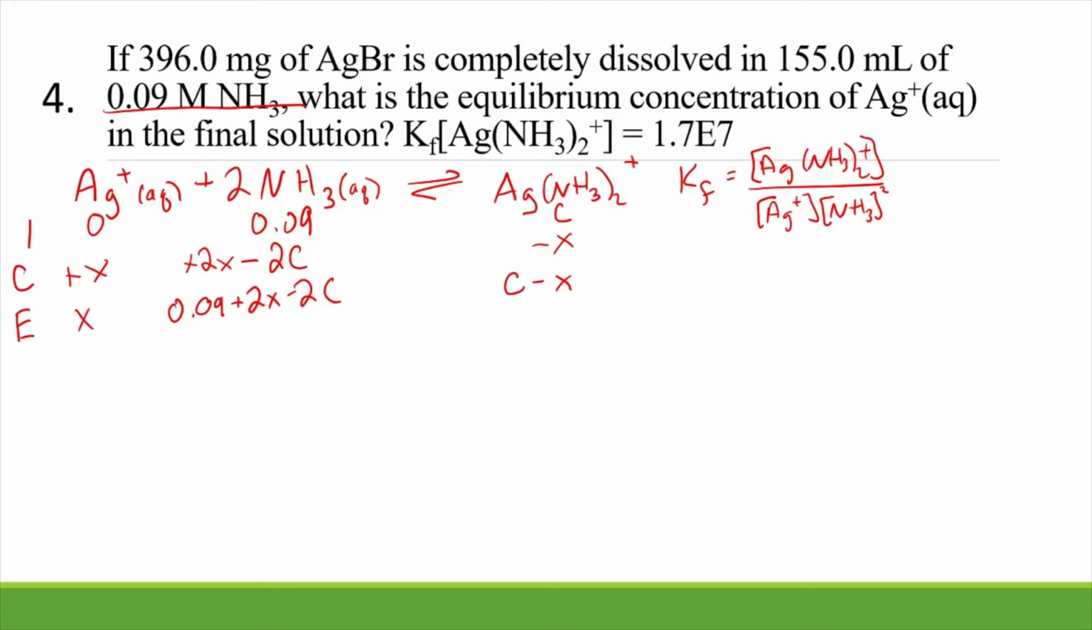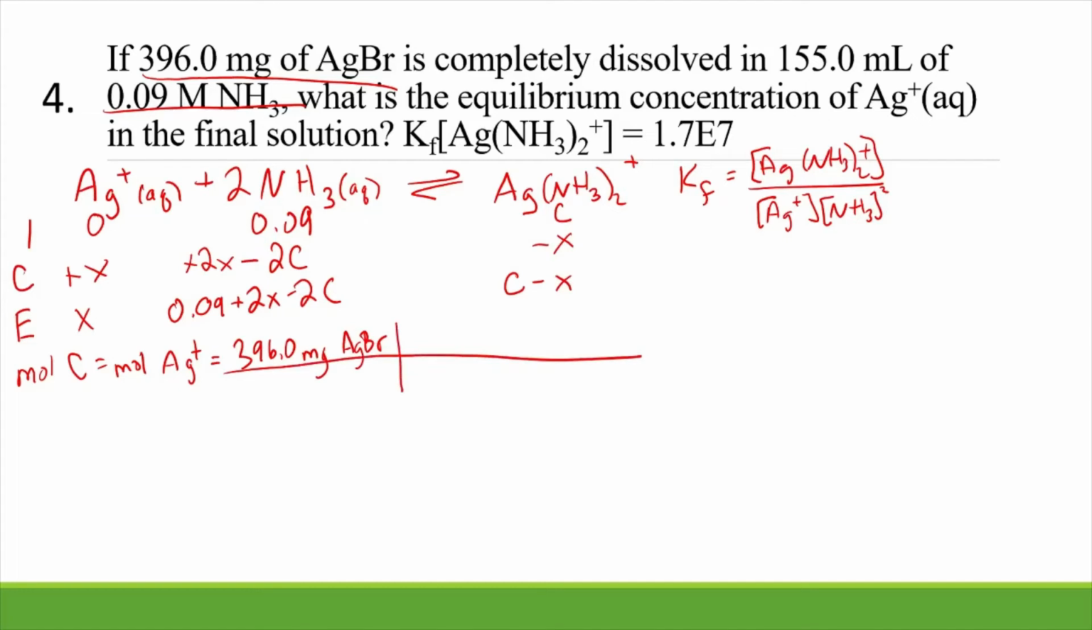So we can, though, find our moles of the complex using the moles of silver, because we're going to assume that all the silver gets wrapped up into the silver ammonia complex. So our moles of, just calling it C, is going to equal our moles of silver plus. And we can find that by using some of the information given. So we're told 396.0 milligrams of AgBr.